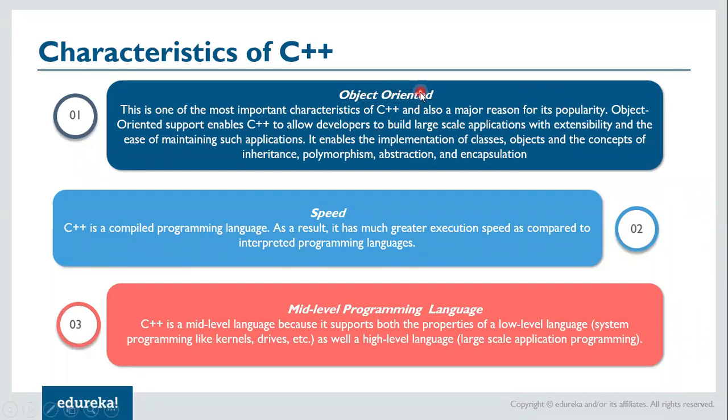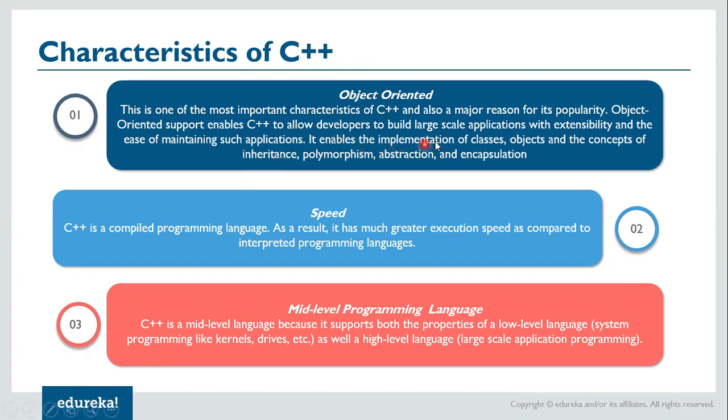So object-oriented, what does it mean? This is one of the most important characteristics of C++ and also a major reason for its popularity. Object-oriented support enables C++ to allow developers to build large-scale applications with extensibility and ease of maintenance. So basically, with the capability of object-oriented programming, or OOPS, you can build large and very complex applications, and they are very easy to manage and maintain as compared to a procedural programming language like C.